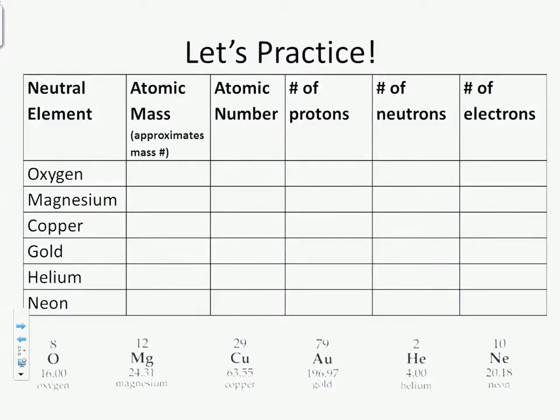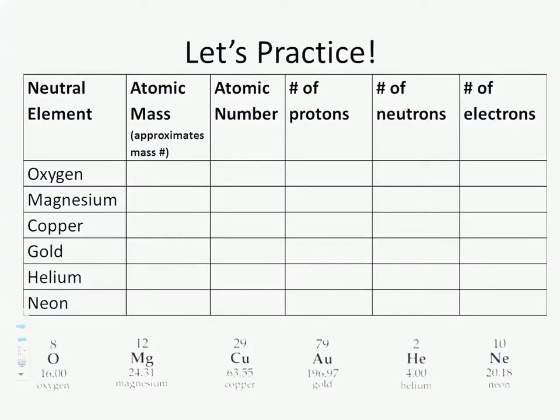Okay. So let's practice. At the bottom part of this screen, I pulled each of the little cubes off of the periodic table so that we could look at each one of them separately. So for instance, let's look at oxygen. In each one of these columns, I've written atomic mass, atomic number, number of protons, number of neutrons, and number of electrons. All right, so we're going to practice and just define each one of these for each of these elements. So the first thing is atomic mass.